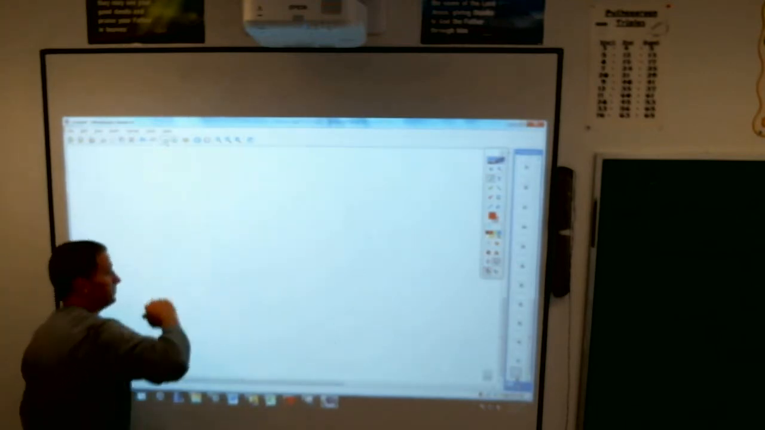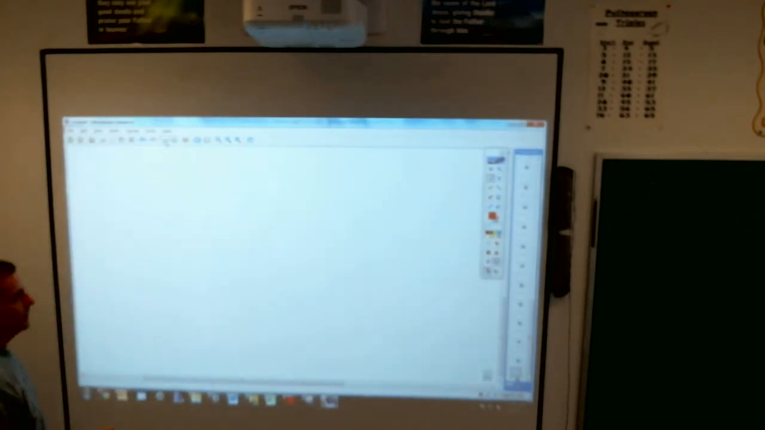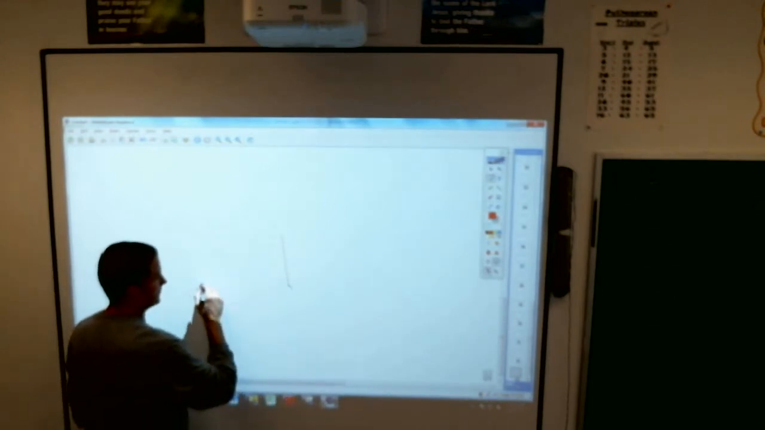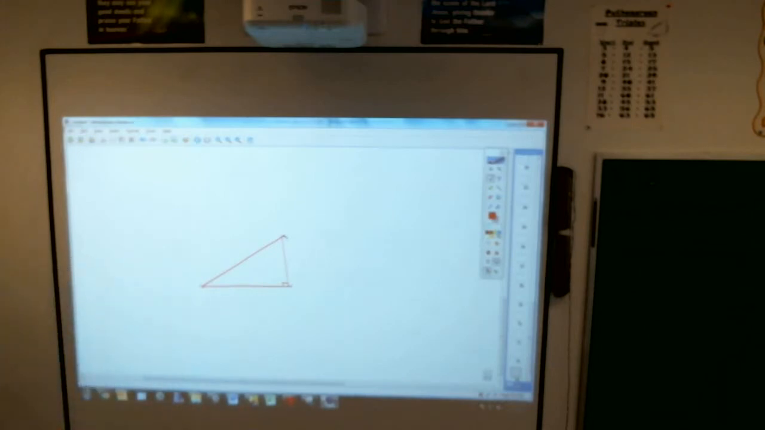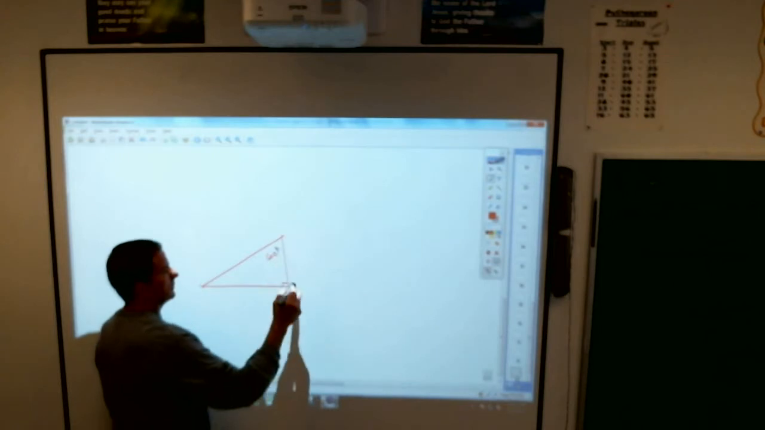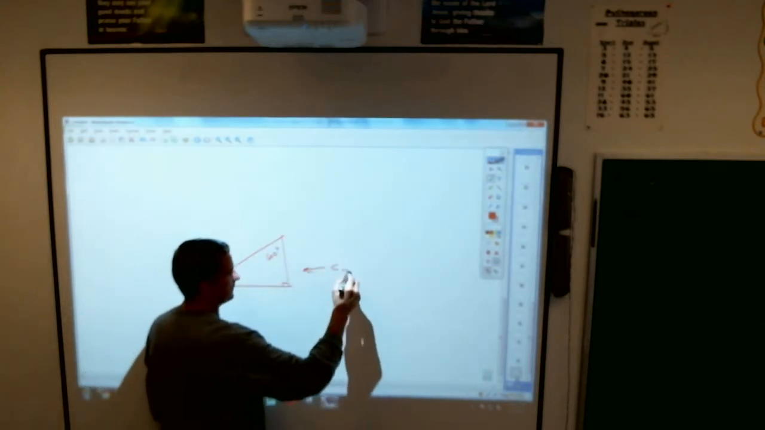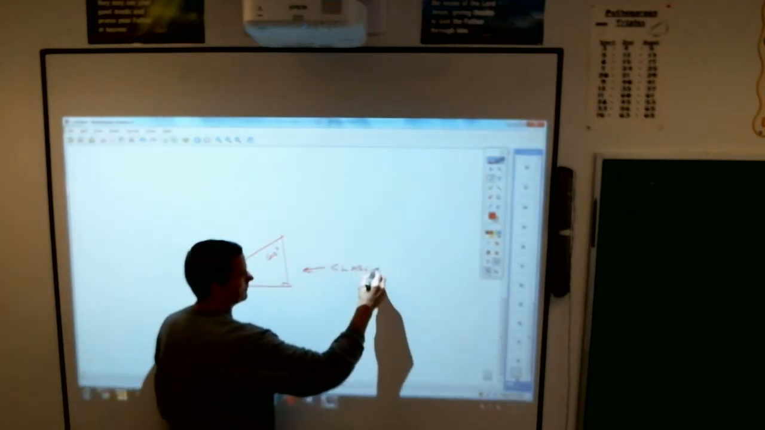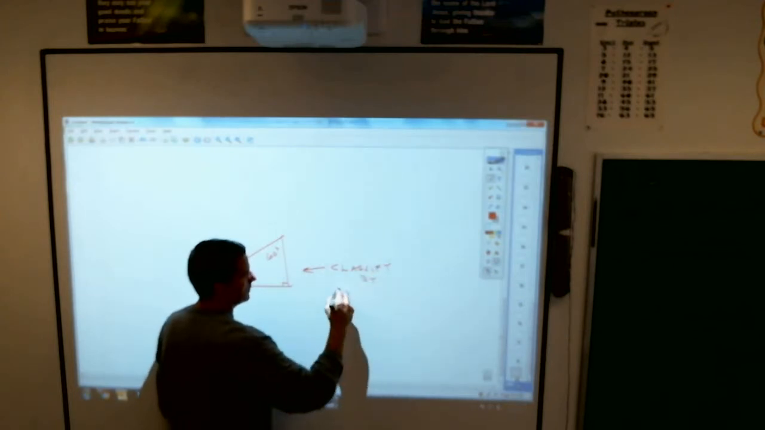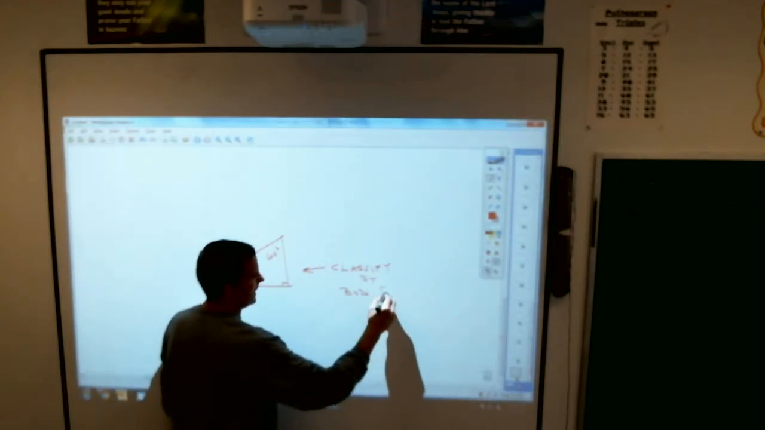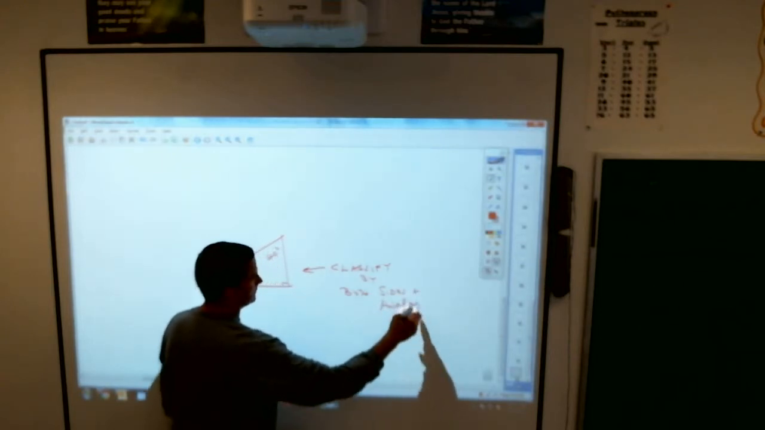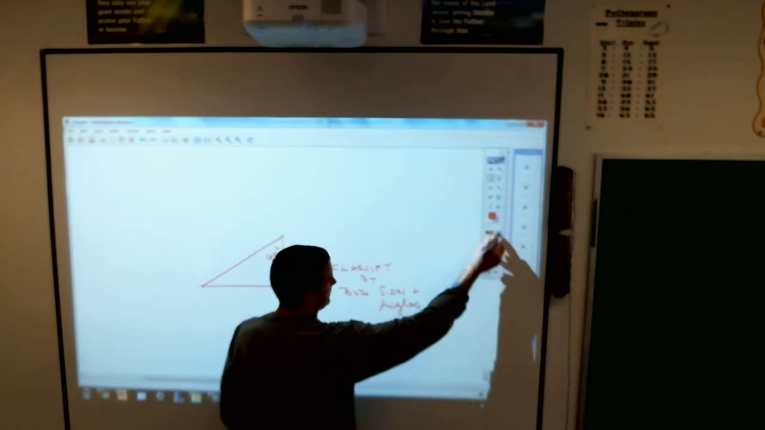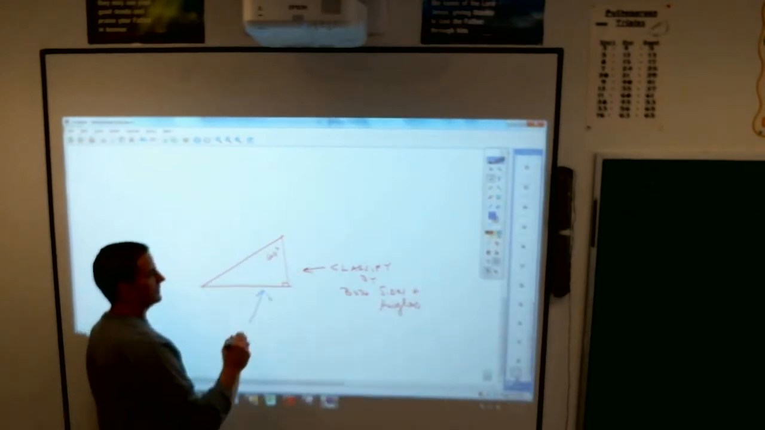So here's an example of this whole messy thing we just talked about here. Let's say you've got this triangle here, and it gives you this. Directions say to classify by both sides and angles. What type of triangle is this based on its sides?